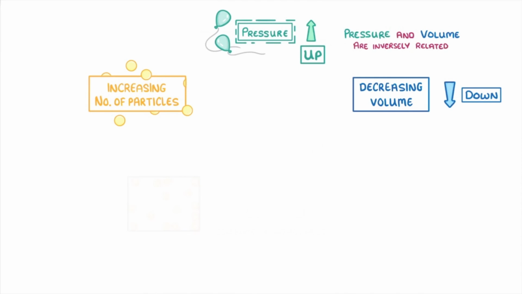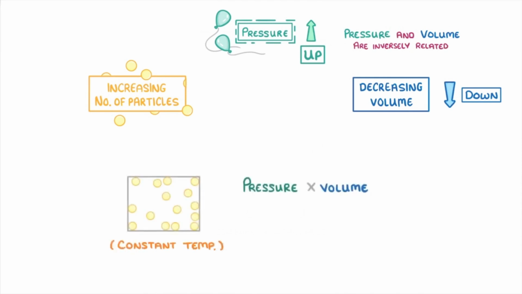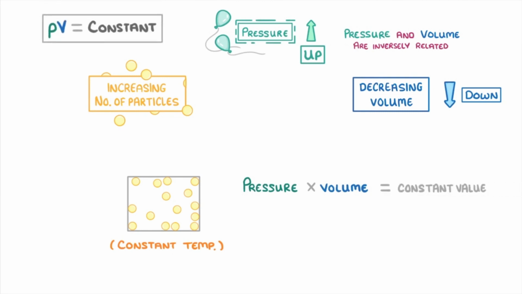This means that for a given amount of gas at a constant temperature, the pressure times the volume will always be a constant value, which is how we get our PV equals constant equation. For example, if we increased the volume, then the pressure would decrease. So when multiplied together, they'd still give the same value.